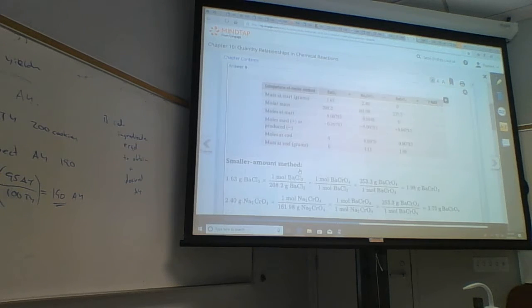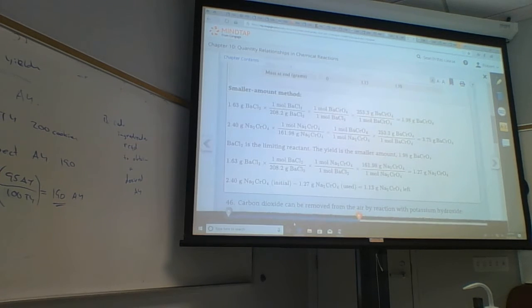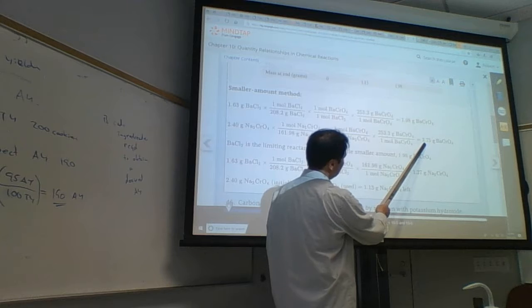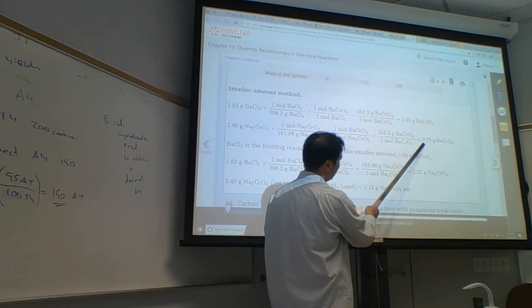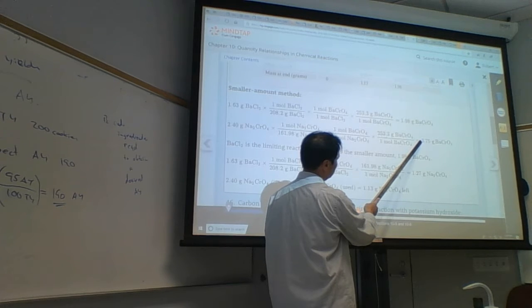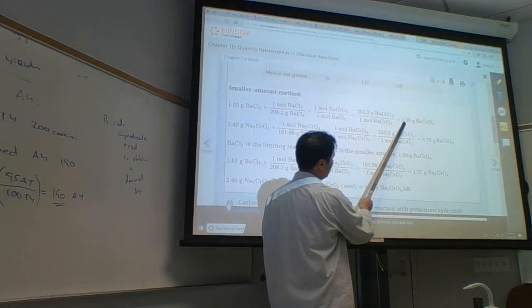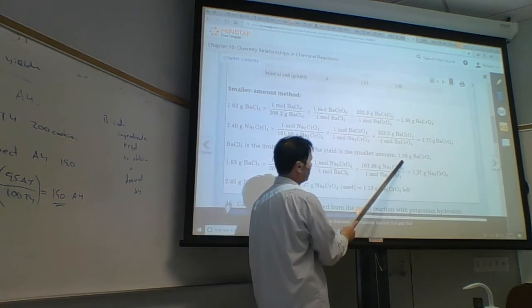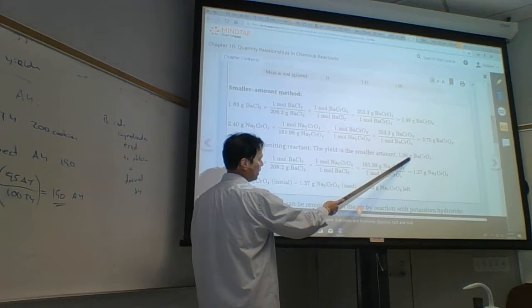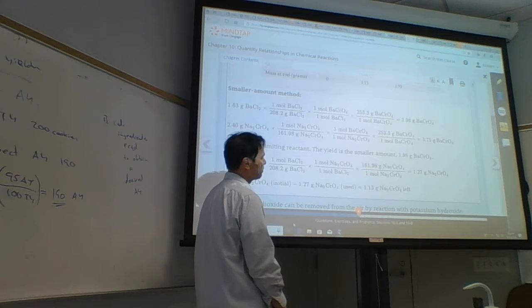If we go back to the one where we're given two reactants, the barium chloride and the sodium chromate, we saw that the theoretical yield was 1.98 grams, the smaller amount. So in theory, this reaction with these two ingredients should have yielded 1.98 grams. Now, it depends on the experimenter.